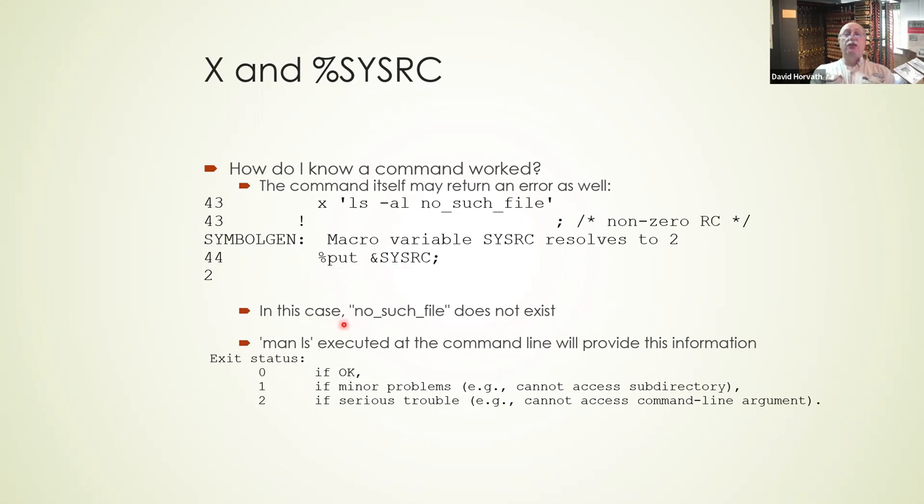How do I know what those values are? Well, there's a command called man, which is short for manual. And typically towards the bottom of the manual page for a particular command, it will tell you the exit status. So if you get a 0, it worked. A 1, there's some minor problems, maybe it doesn't have permissions in that area. And 2, it doesn't find that name. These exit statuses are different for each command. So if you care why it failed, other than it worked or it didn't, you need to look these up.